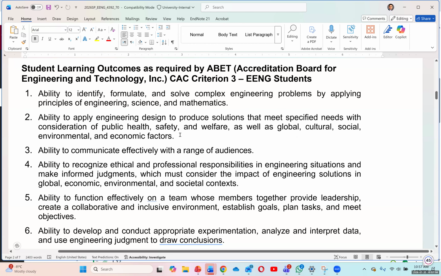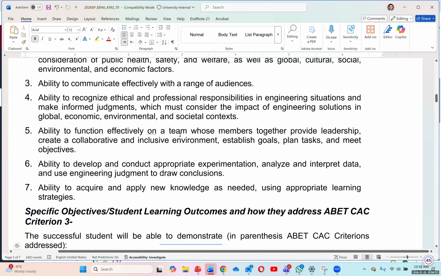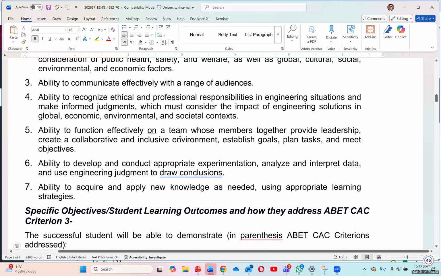Now, the student learning outcomes as required by ABET are basically: the ability to identify, formulate, and solve complex engineering problems by applying principles of engineering, science, and mathematics; the ability to apply engineering design to produce solutions that meet specific needs; the ability to communicate effectively with a range of audiences; the ability to recognize ethical and professional responsibilities; and the ability to function effectively on a team whose members together provide leadership.